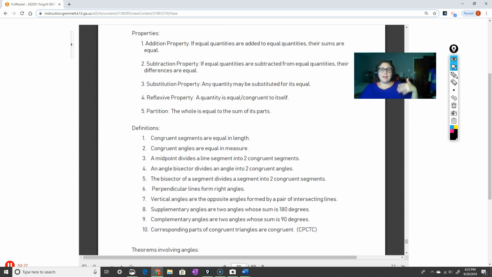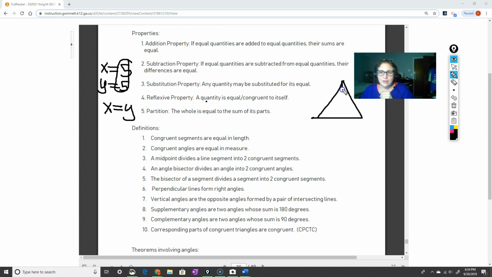So things like adding quantities, how you can add and subtract in a proof. Substitution. For example, if I have x equals 5, and then I have y equals 5, then I can use substitution in saying x equals y because of these two pieces. So that's something to remember. Reflexive property, we've already kind of talked about. You're going to see the angle reflexive property more for similarity, but that's the one that has this line. Partition, basically all that means is you can add stuff together.